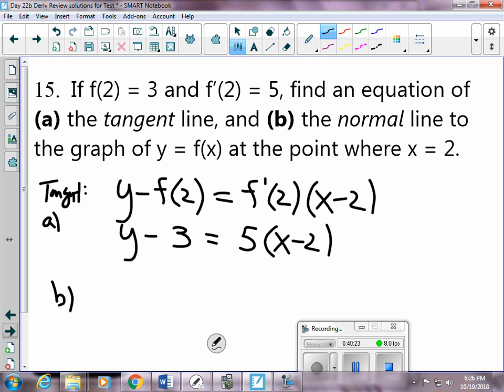B, you want the equation of the normal line. It'll be the same thing, but because the normal line is perpendicular to it, the slope will be the negative reciprocal. So that's that.